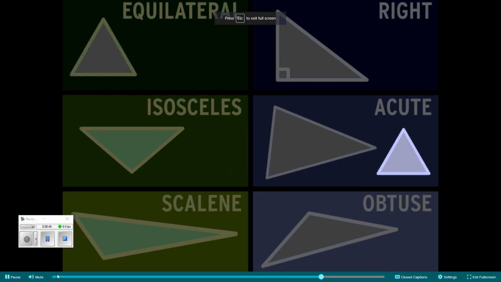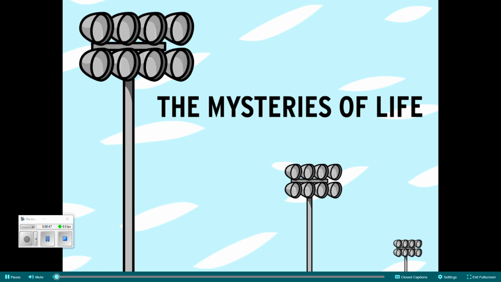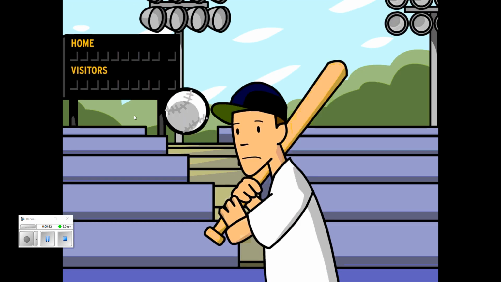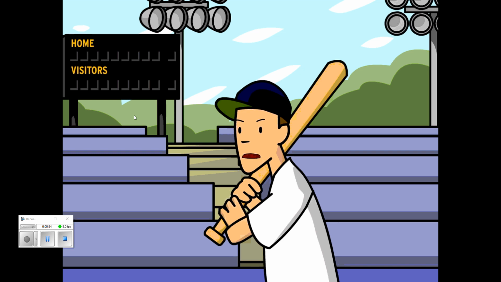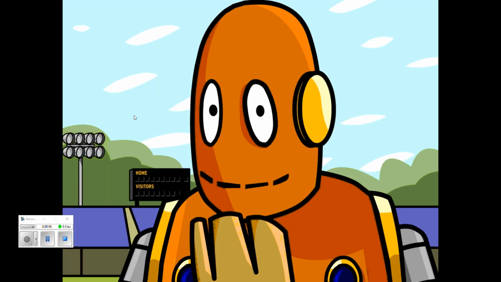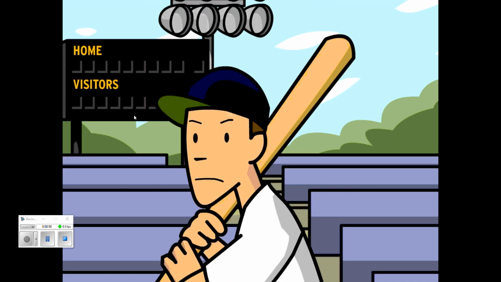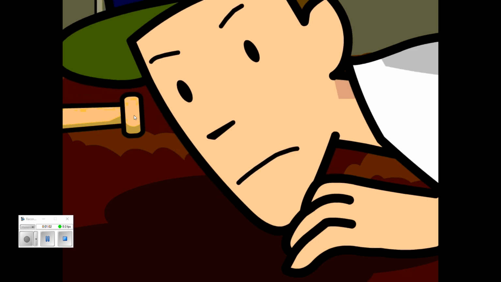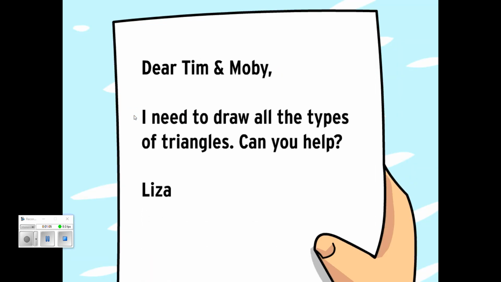They're also acute. Ooh, sorry, let me start that over. Straight. You're nuts. Okay, time out. Dear Tim and Moby, I need to draw all the types of triangles. Can you help? From Liza.